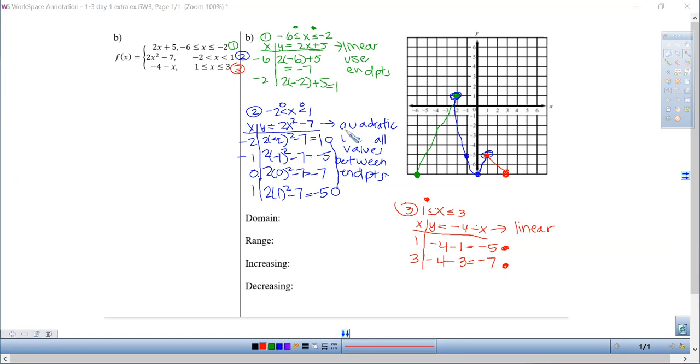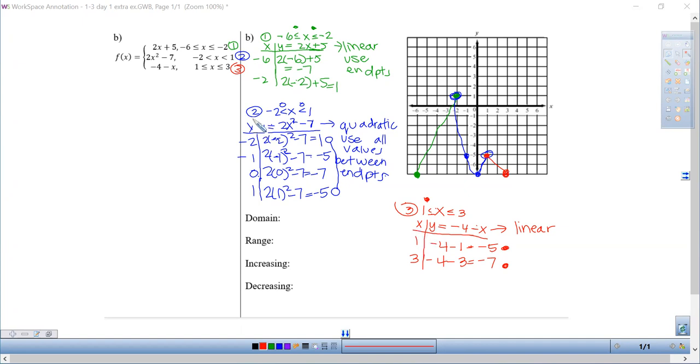Okay, so those are my 3 pieces. Remember, if it's x to the first power, I just need to plug in the 2 numbers in the domain, the beginning and the end, connect them with a straight line. If I have something squared or maybe an absolute value, I want to plug in all the values between so that I can get that parabola or the V shape.